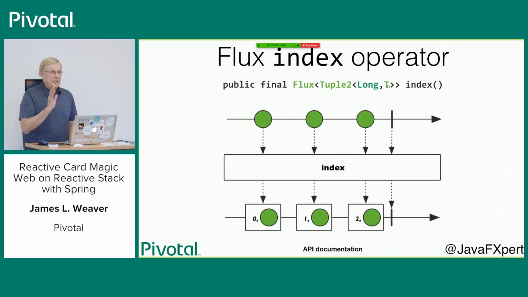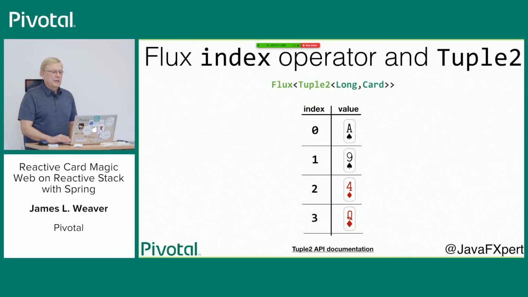So that's the index. Another way of viewing it is in a table here. We'll just take the first 4 cards. These are the index values, and then these are the tuples, a long and a card. Here's the value coming in, that's the actual card. And if you want to see the tuple documentation, you can just click this and see the tuple API.